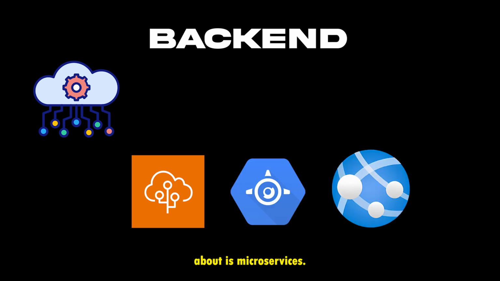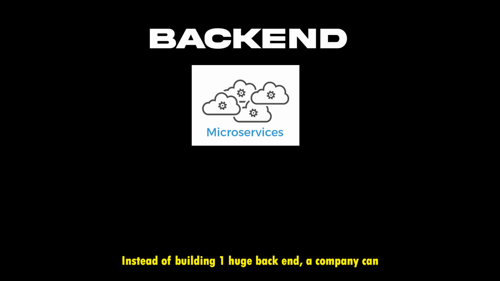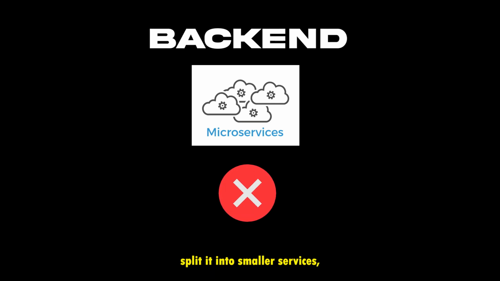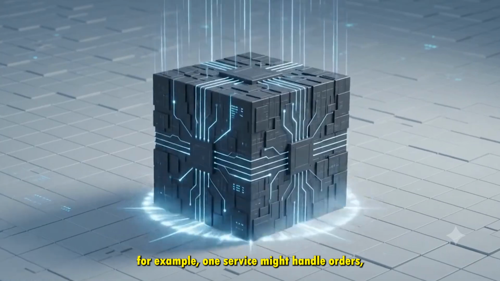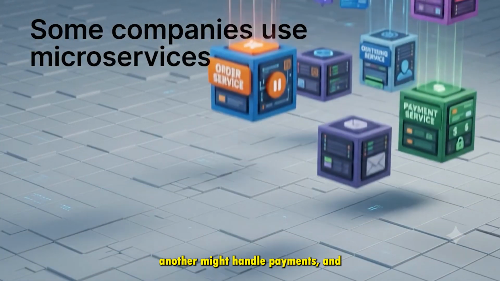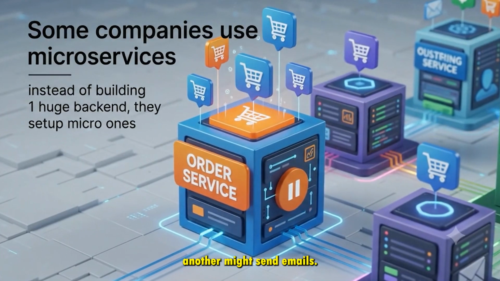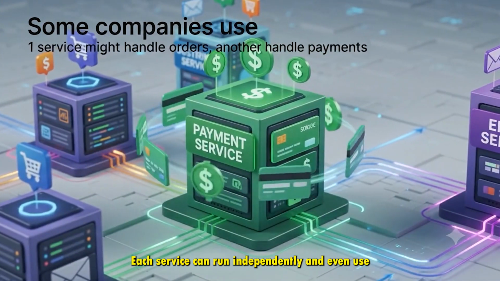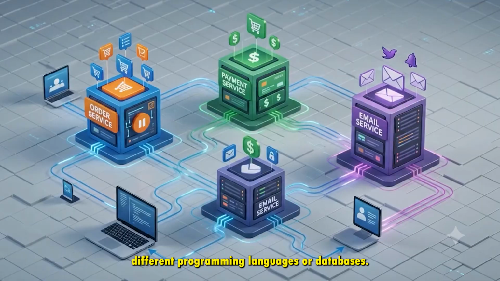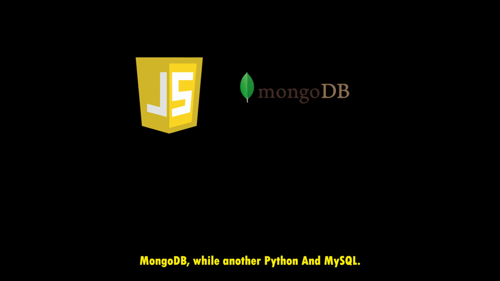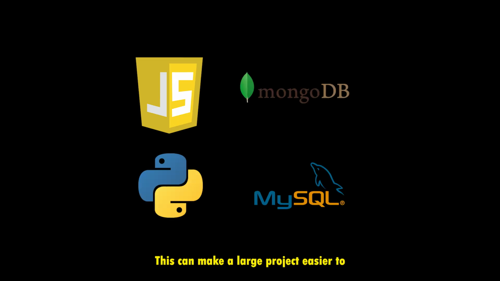Another idea you may hear about is microservices. Instead of building one huge backend, a company can split it into smaller services. For example, one service might handle orders, another might handle payments, and another might send emails. Each service can run independently and even use different programming languages or databases. One could use JavaScript and MongoDB, while another uses Python and MySQL. This can make a large project easier to manage and scale.